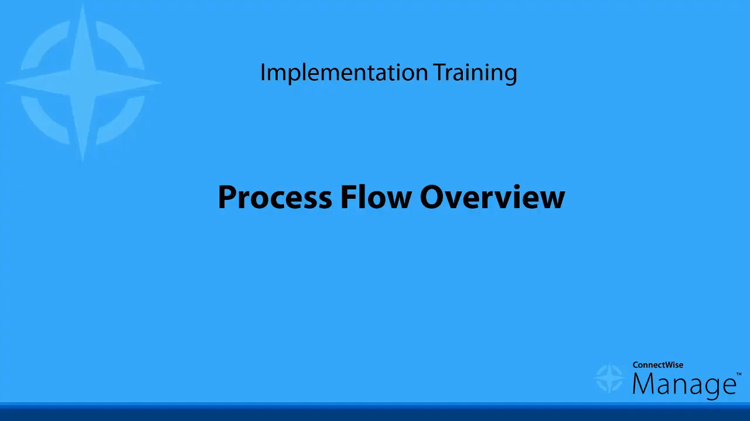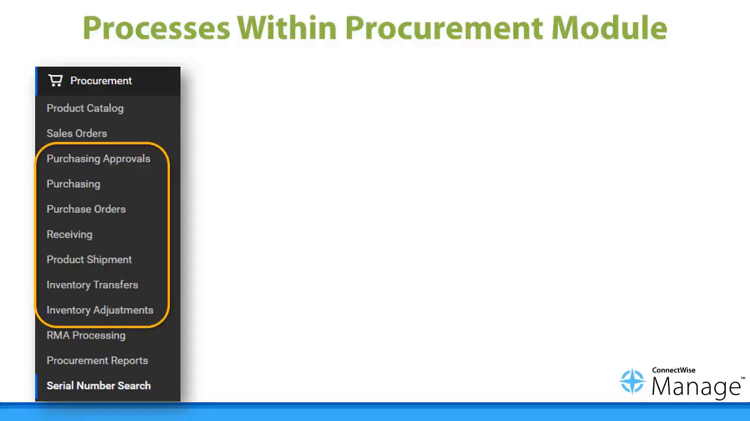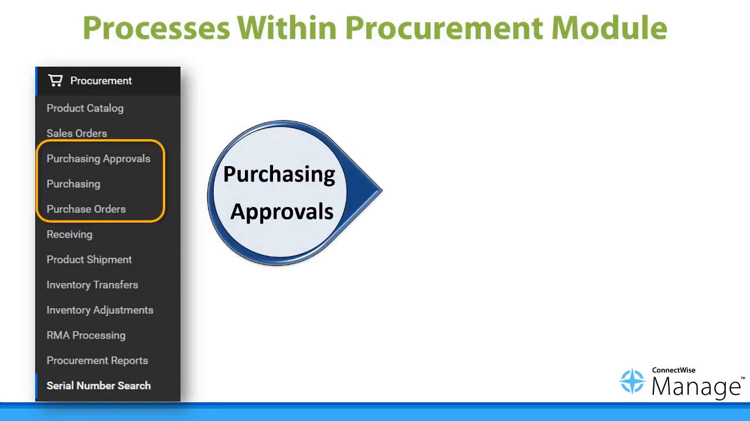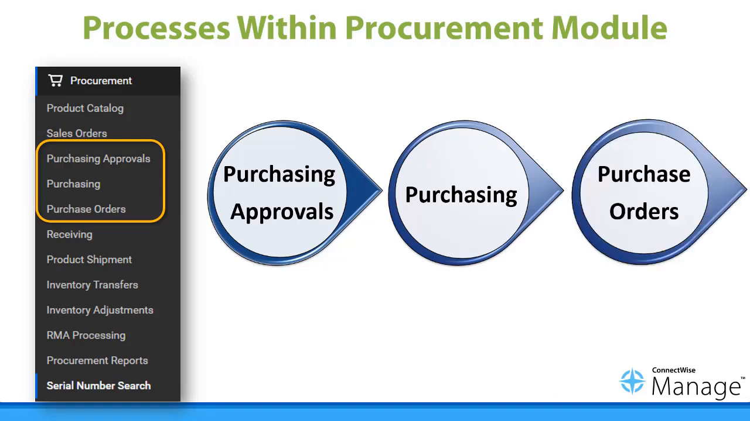In the process flow overview section, we will understand the screens in the procurement module and their key actions. The procurement module contains several screens we will review today. The screens in the middle relate specifically to the procurement module. First, we have purchasing approvals, purchasing, and purchase orders.